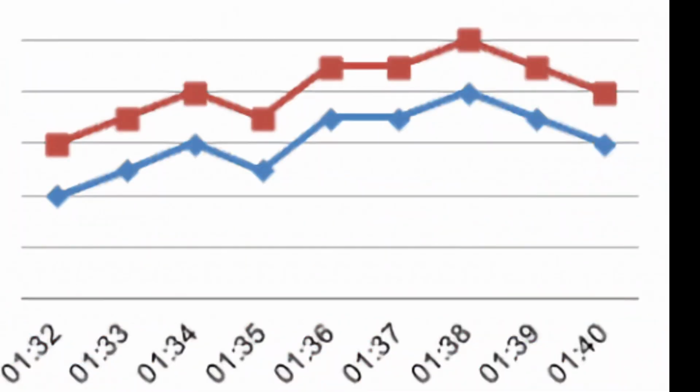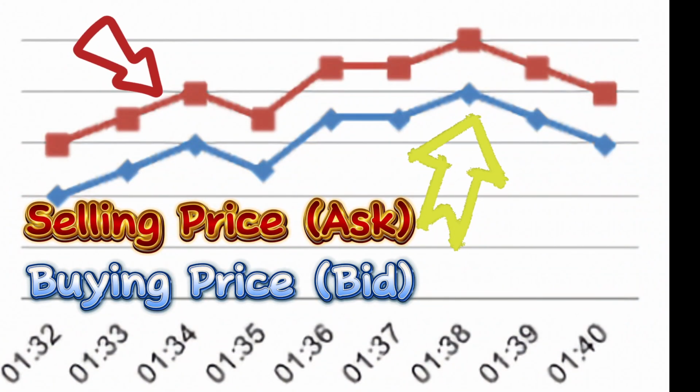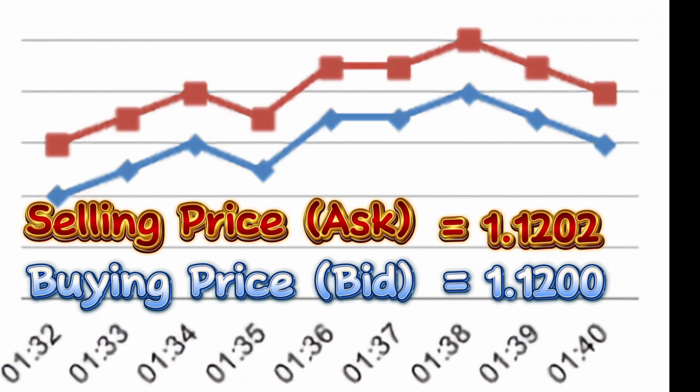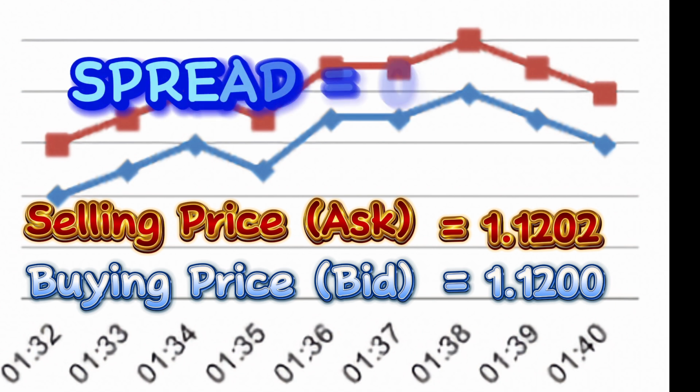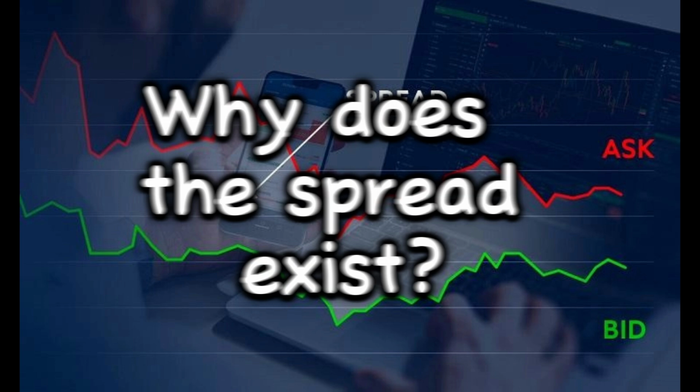What is spread? The spread is essentially the difference between the buying price, bid, and the selling price, ask, of a currency pair. For example, if the buying price of a currency pair is 1.1200, and the selling price is 1.1202, the spread would equal 0.0002 or 2 pips.